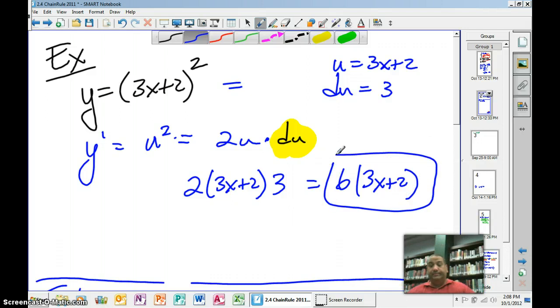Any question with the chain rule? Nice. Don't forget, just make the u substitution, take the du, multiply it at the end. Beautiful. All right.